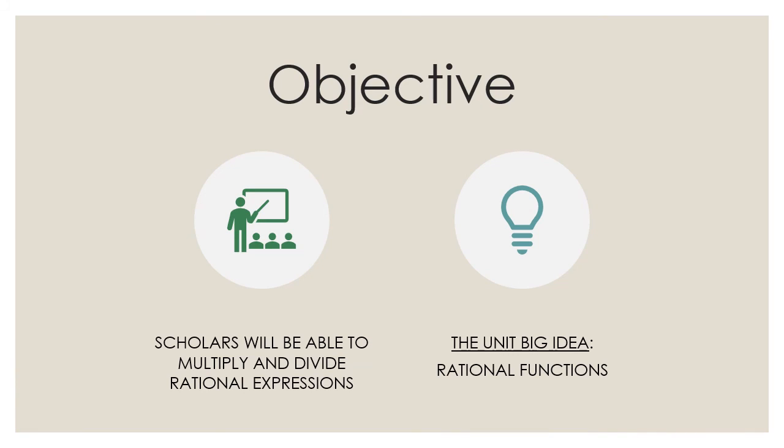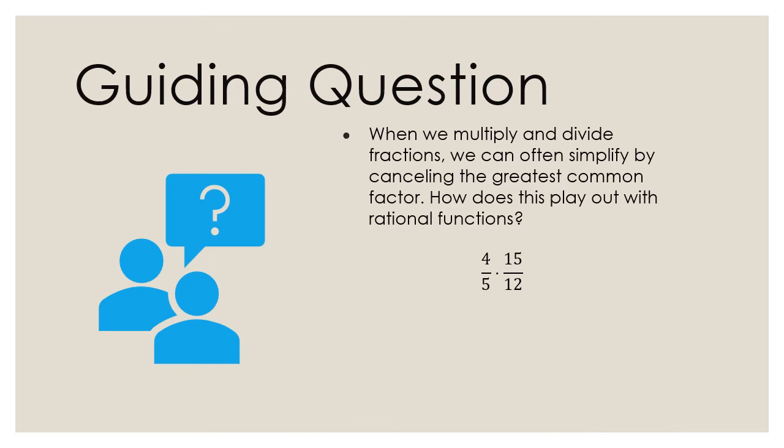Our objective: scholars will be able to multiply and divide rational expressions, and the big idea is rational functions. Our guiding question: when we multiply and divide fractions, we can often simplify by canceling out the greatest common factor. So how does this play out with rational functions?